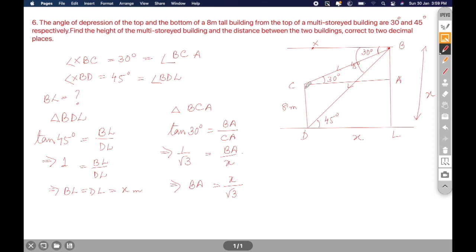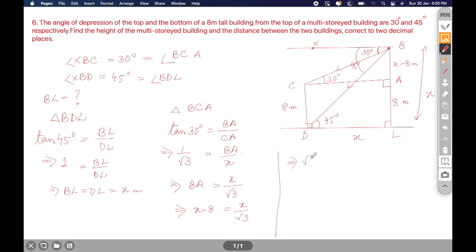Now over here again we have to note that this angle D is 90 degree. This angle CAL is also 90 degree. So CDLA is a rectangle. Hence CD and AL are equal in length. So AL will be 8 meter. So BA will be x minus 8 meter. Right. So I am substituting the value of BA as x minus 8, which equals x by root 3. Let us find out the value of x now.